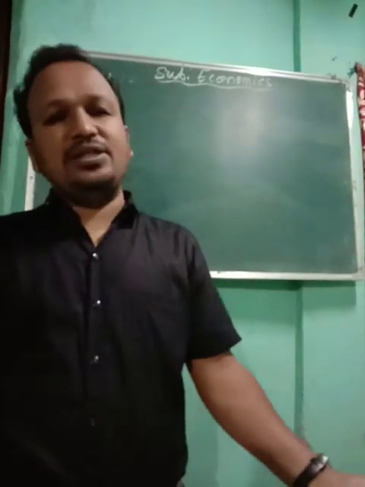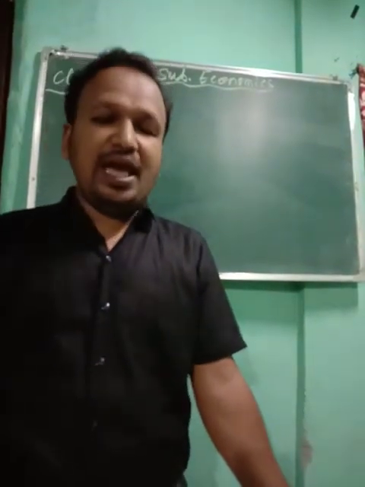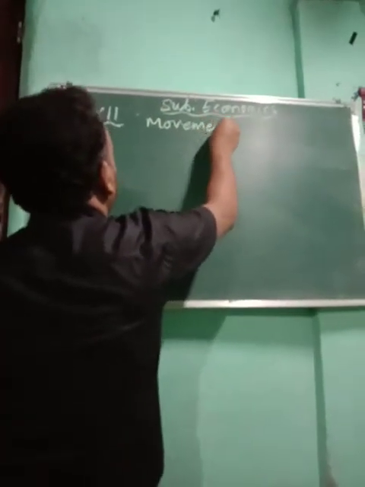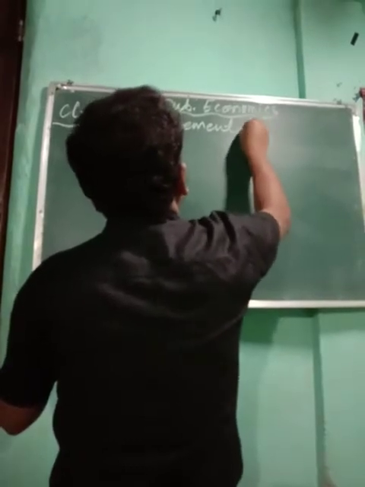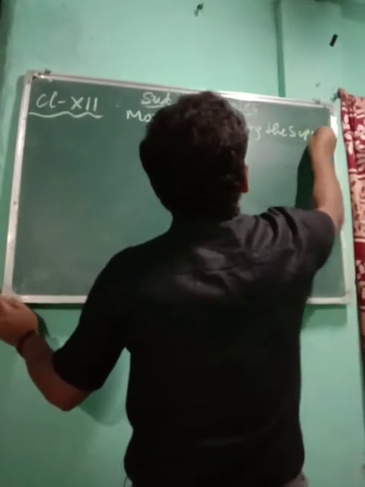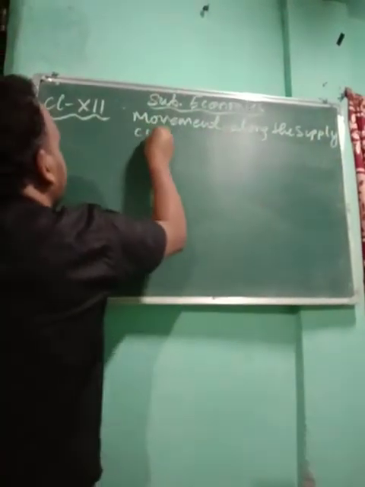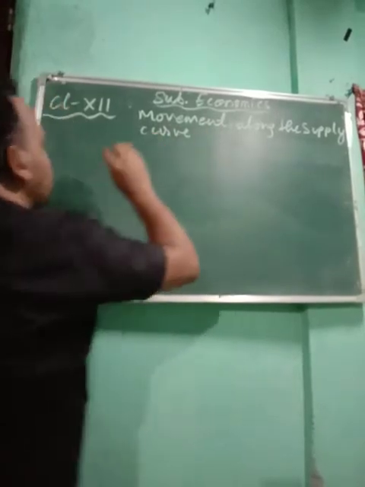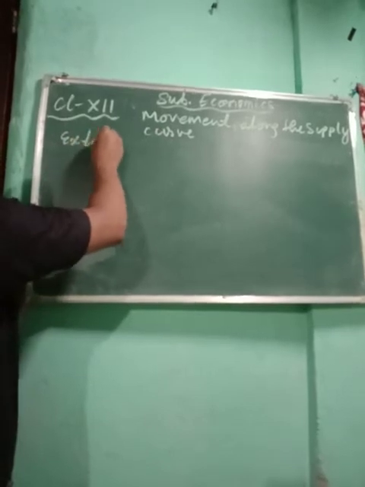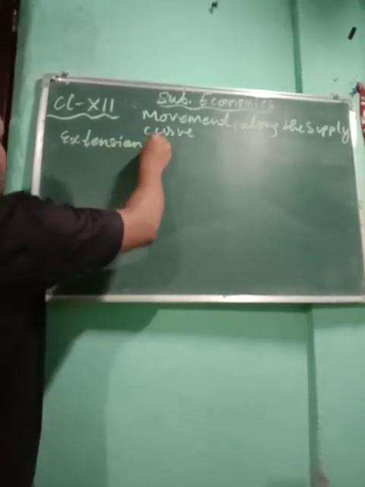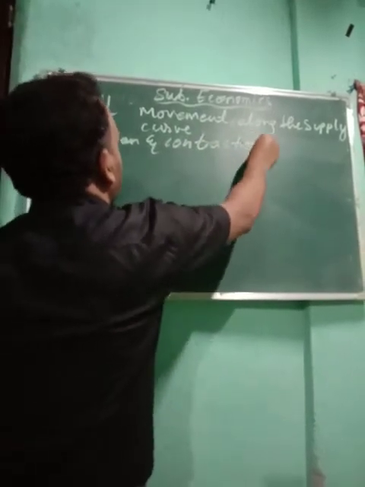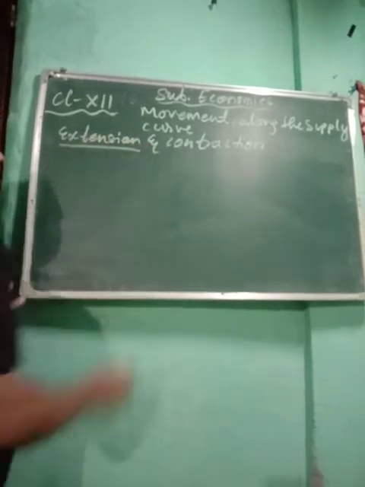First we are going to start with the change in supply, that is your movement along the supply curve. We are going to see extension and contraction. So we are going to see movement along the supply curve. There are two types of movement that we are going to see: extension and contraction. First we are going to do extension in supply.